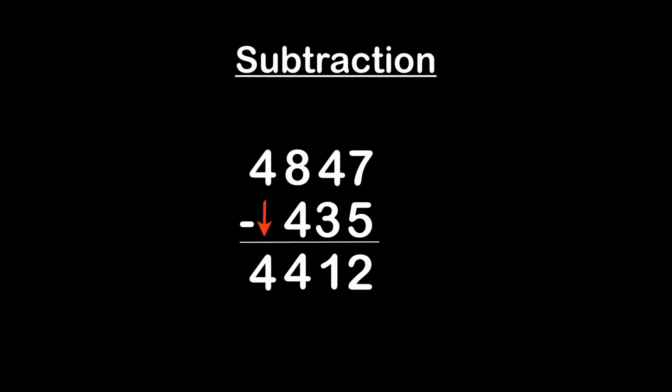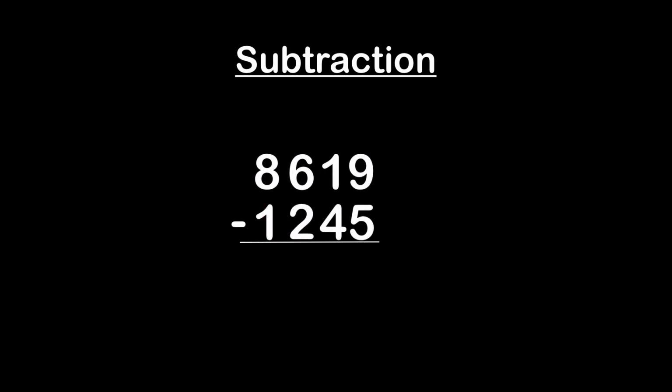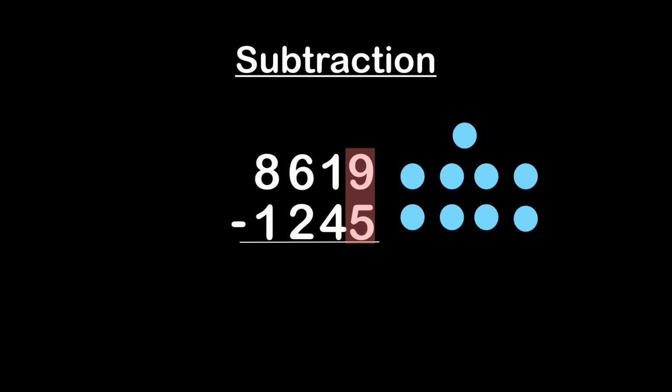Great. Let's do one more of these problems so you can get the hang of it and we can move on to our next topic. For our next problem, let's take a look at 8,619 minus 1,245. The first thing we want to do is come to the first column on the right as we've been doing in all our previous problems, where we have 9 minus 5, which is going to give us 4.